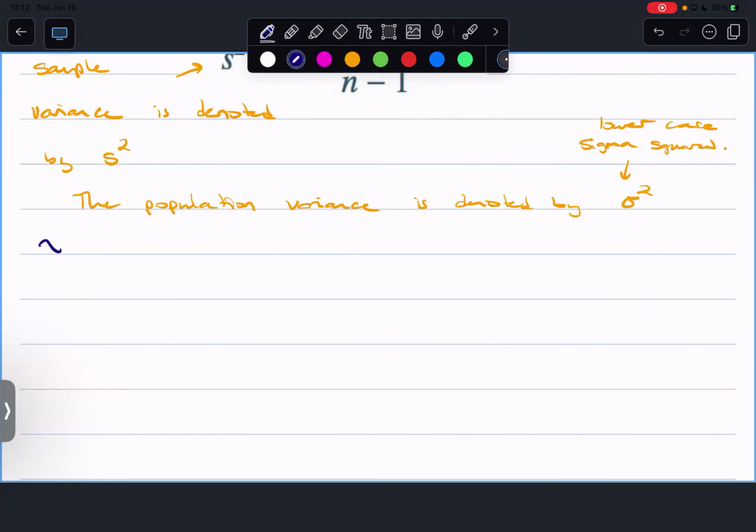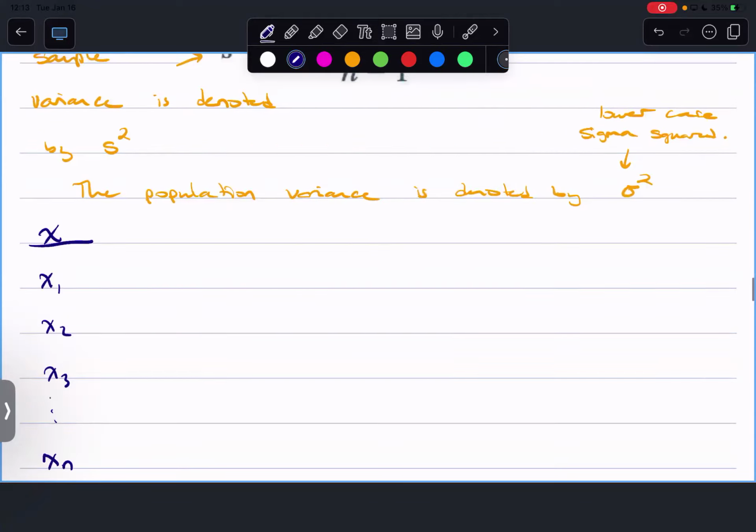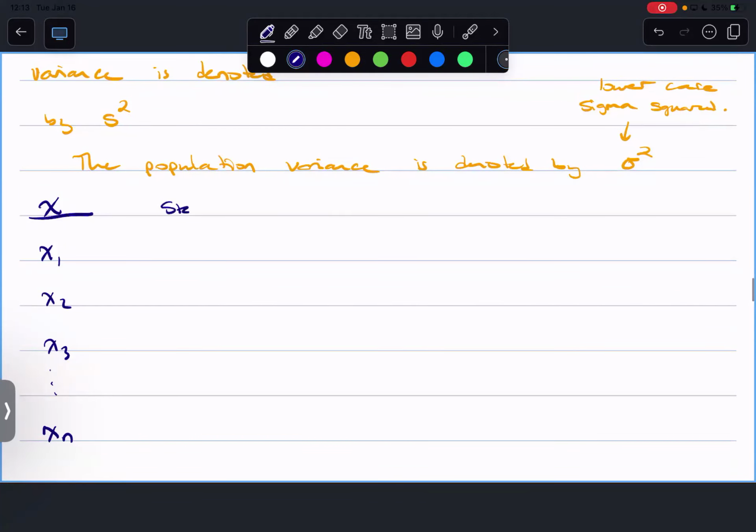And again, I'm going to highlight what my data set looks like. We've calculated the mean, right? So here we've got x1, x2, x3, all the way up to xn. I'll call it step 0. We've calculated the mean. So we have x bar already, right? We have the center. Now we're moving on to the spread.